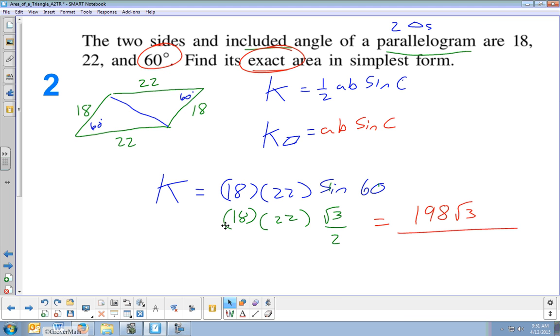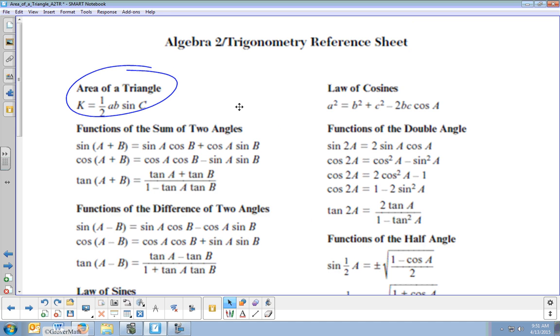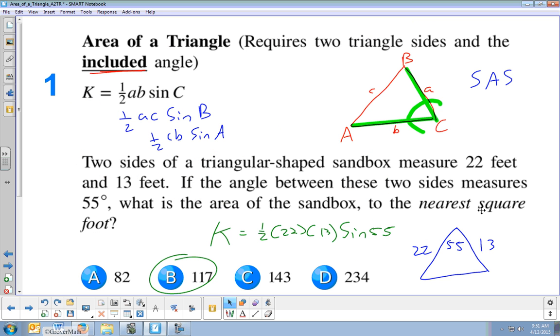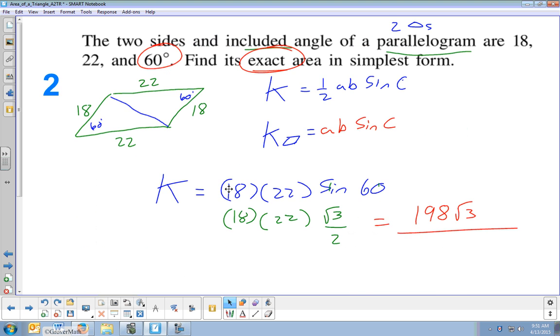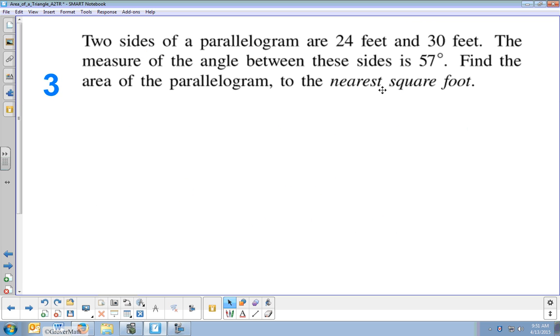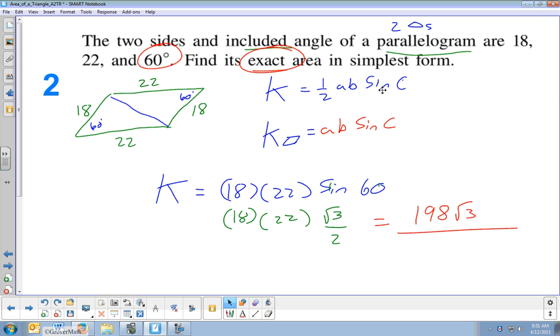Never round unless the question says rounded to the nearest, like nearest square foot, as in the next problem. If it tells you what to round to, then round. But if it says exact, then it's looking for something like this. So always watch out for that. And sine 60 you really should know.